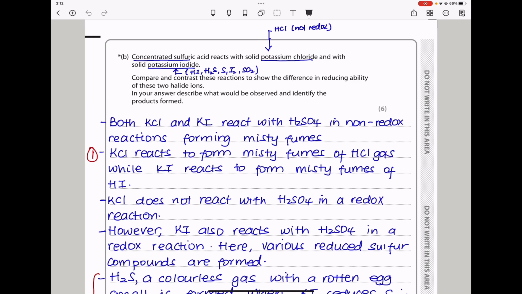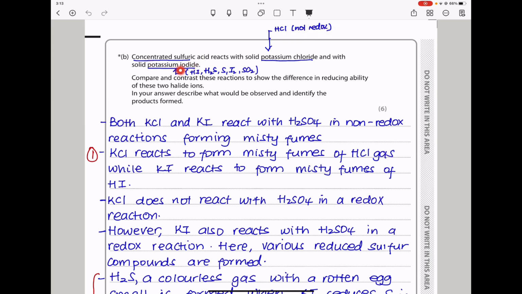Here they say, concentrated sulfuric acid reacts with solid potassium chloride and with solid potassium iodide. Compare and contrast these reactions to show the differences in reducing ability of these two halide ions. In your answer, describe what would be observed and identify the products formed. Now we know when potassium chloride reacts with concentrated sulfuric acid, HCl is formed, which appears as misty fumes, but this is not a redox reaction.